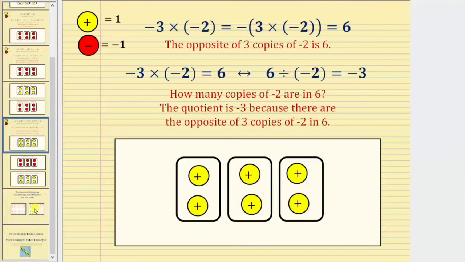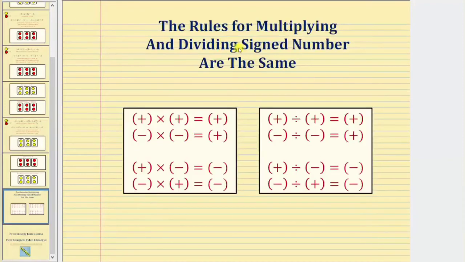Hopefully you found this lesson helpful in conceptualizing multiplication and division of integers. To conclude, the formal rules for multiplying and dividing integers are the same. When multiplying or dividing 2 integers with the same sign, the result is always positive, and when multiplying or dividing 2 integers with different signs, the result is always negative.